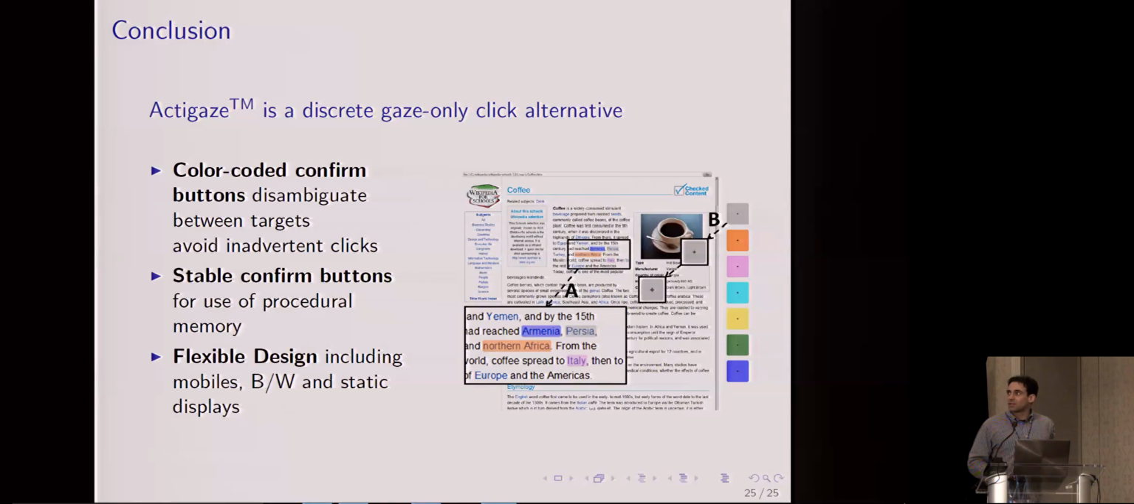Now, in conclusion, we've got a discrete gaze-only click alternative using color-coded confirm buttons, which is fast and accurate. And the main ingredient here is to keep the confirm buttons stable and to cut out visual search. And we've got many applications that we can use it for.